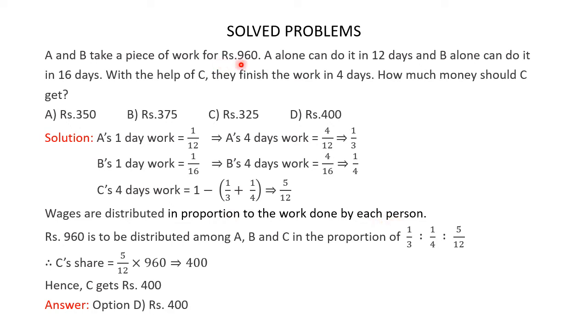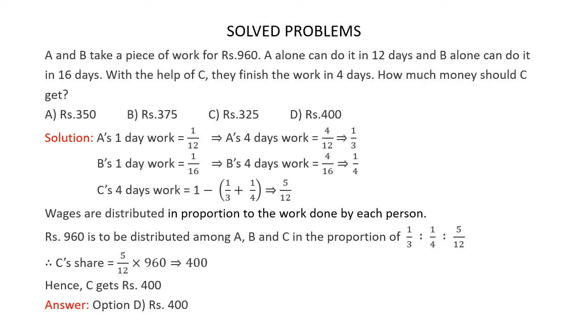Now the total wages here is rupees 960. So rupees 960 has to be distributed among A, B and C in the proportion of 1 by 3 is to 1 by 4 is to 5 by 12. Now we are asked to find how much money should C get.